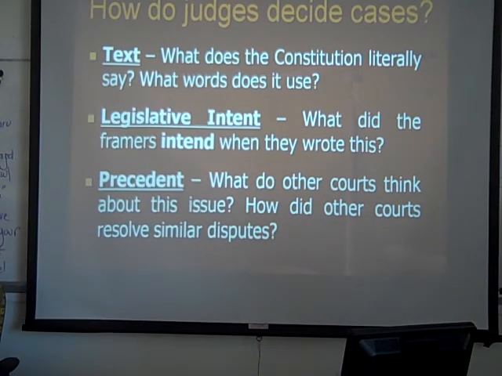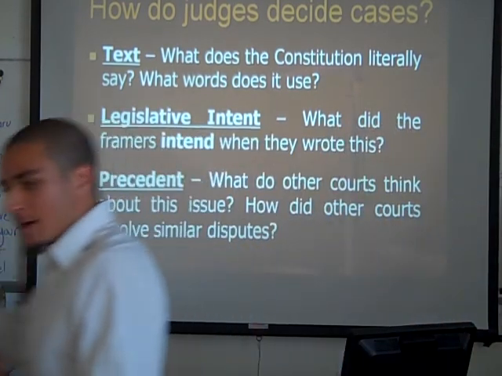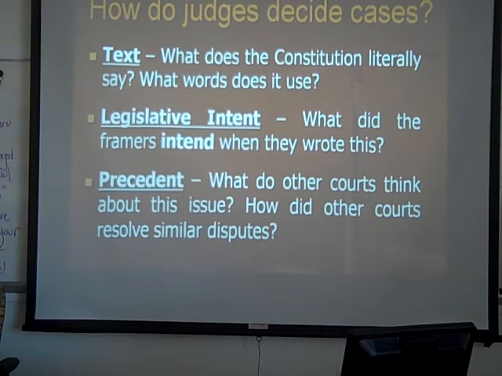Right, so text, right? What does the Constitution say? Legislative intent. What were these provisions supposed to accomplish? And then the third thing, and this is the really important one in this class, precedent, right? That is, what do other courts think about this issue? What do other people think about this question? How have other people tried to answer the question that we're dealing with, right?